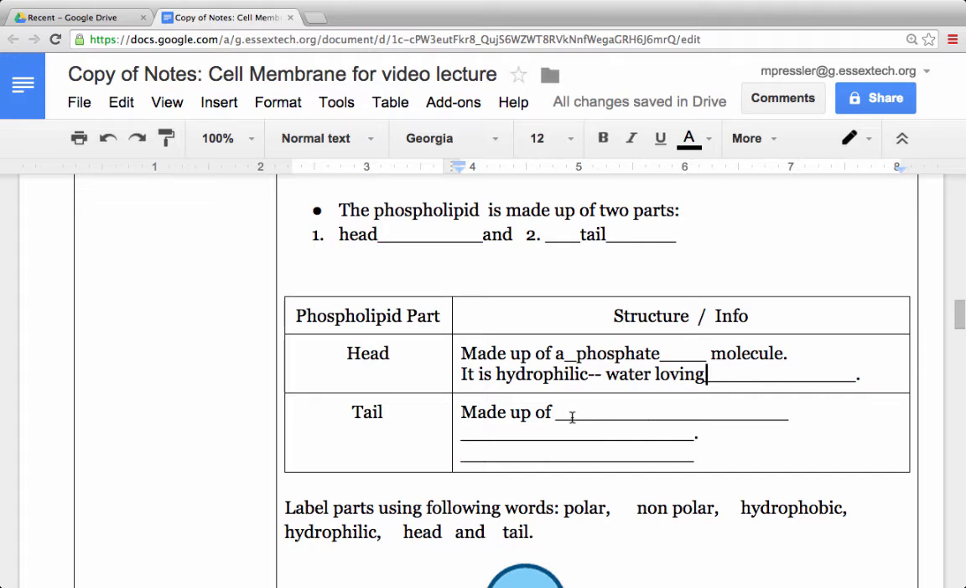The tail is a non-polar molecule. It doesn't like to stick to things like water. It actually repels water. So we say that it is hydrophobic. And the reason it repels water is because it's made up of lipids. And we learned that lipids are fats. Okay? Lipids repel water. The tails have a fear of water. Hydrophobic means water-fearing.